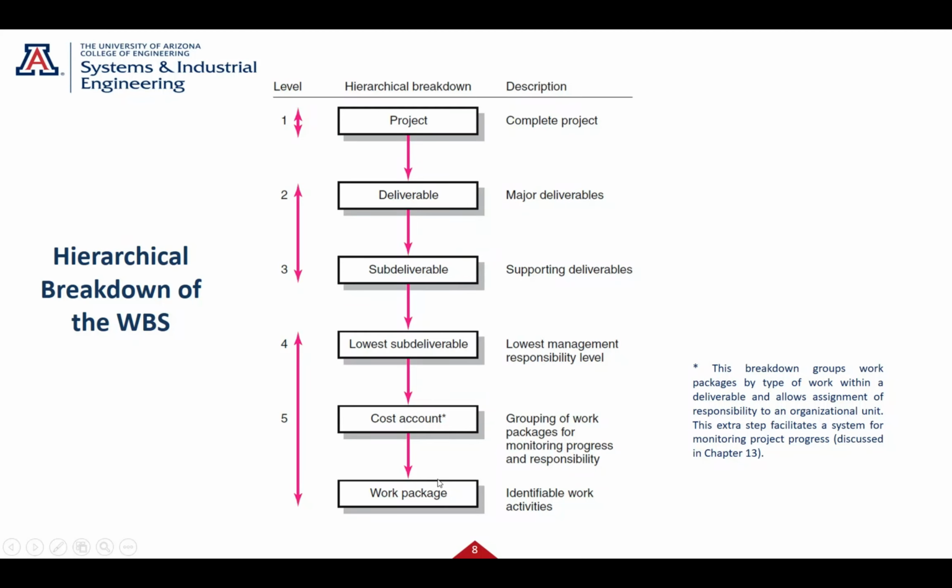Eventually, we'll get down to the lowest level, which is the actual work that has to be done. This is defining the different pieces. This will define the cost for that piece, and now this is the work for the piece, and that's called the work package, and that's always the lowest level.